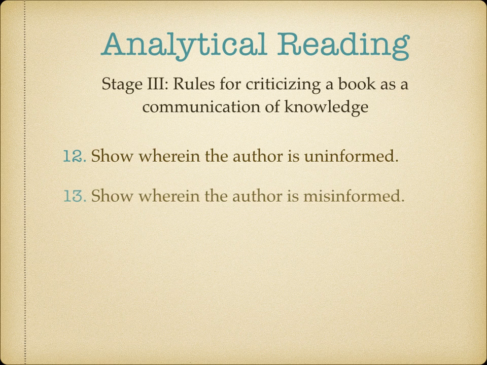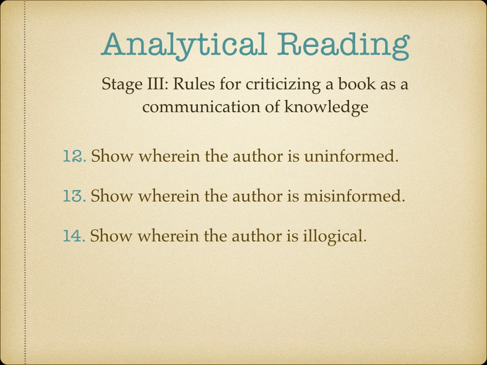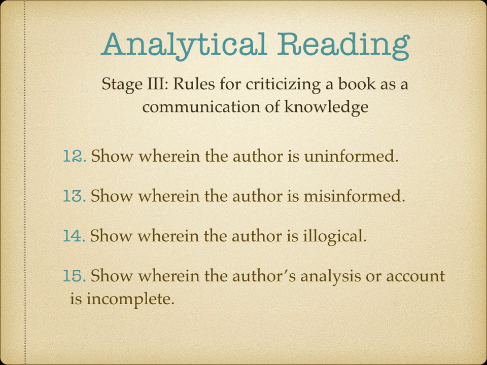I'll put all these together here. 13, show wherein the author is misinformed, where the author is illogical, and where the author's analysis or account is incomplete. So by the time you're done with the book and you know the arguments and you understand them, you're going to want to go through this process, especially if you disagree, to be able to pinpoint where you think the author missed the mark. Did he violate some rules of logic? Did he miss some key pieces of information? Was he uninformed on stuff? Was his account of something incomplete?